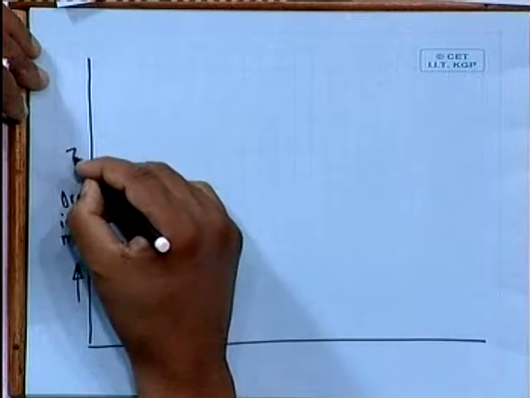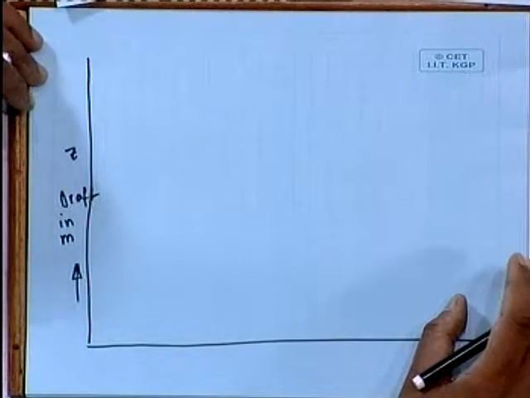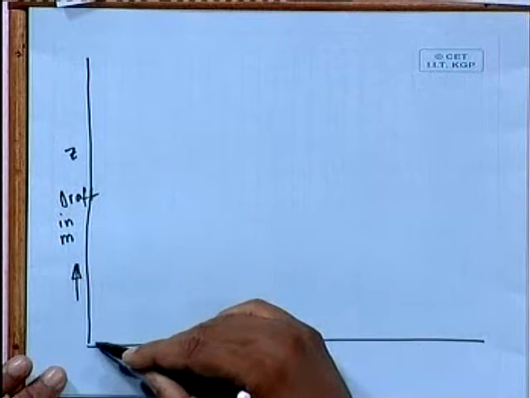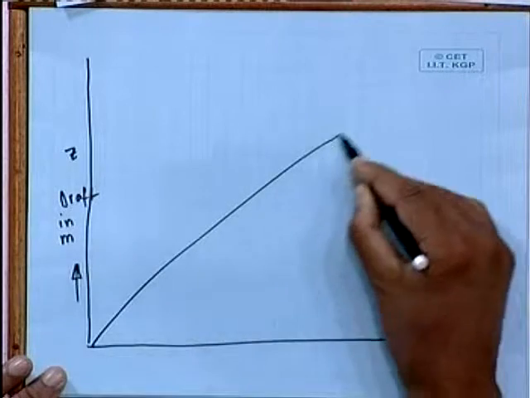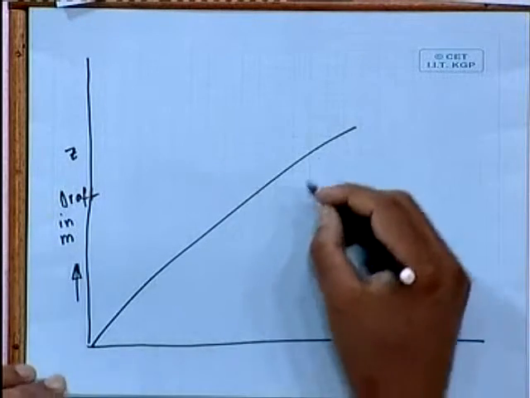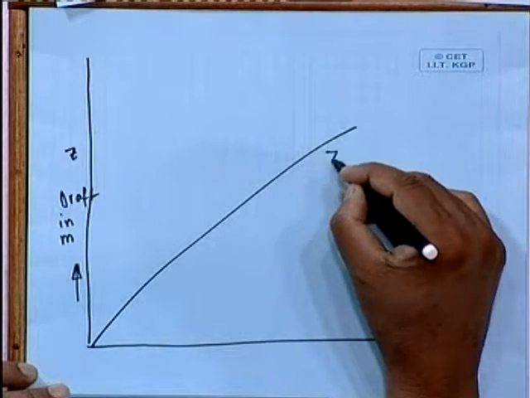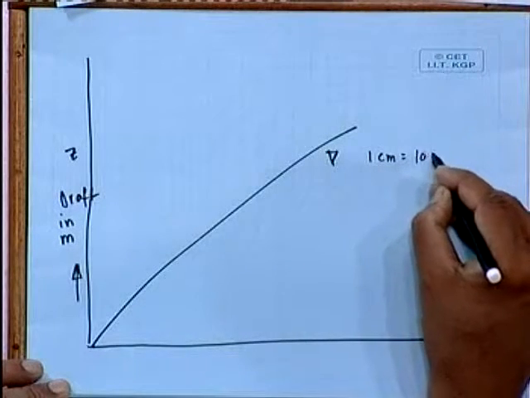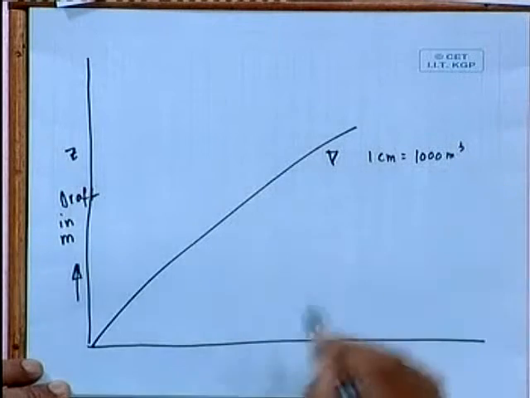Basically it is Z, as we know. Let us say how we represent. See, there, let us say this volume. My volume would normally go like this. What does it mean? Now you write here, this is volume. Then you say 1 centimeter equal to, let us say, 1000 meter cube as a scale.